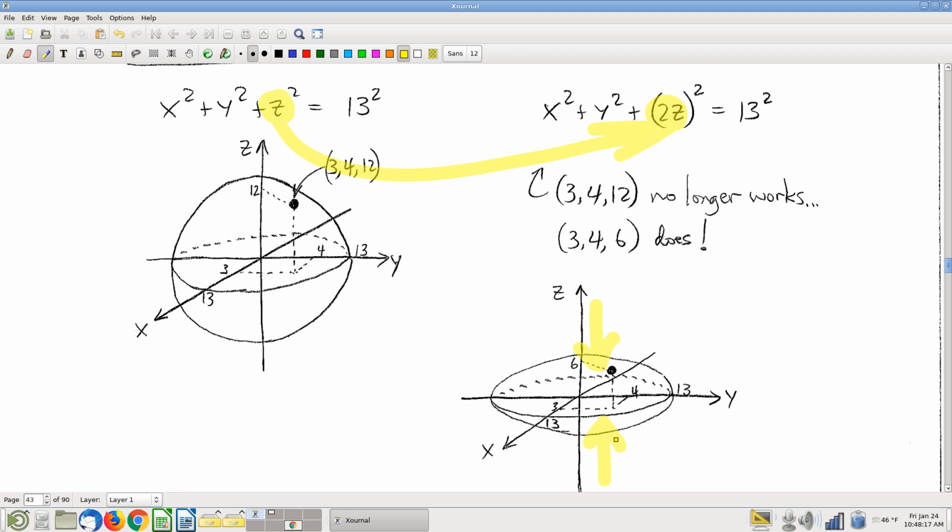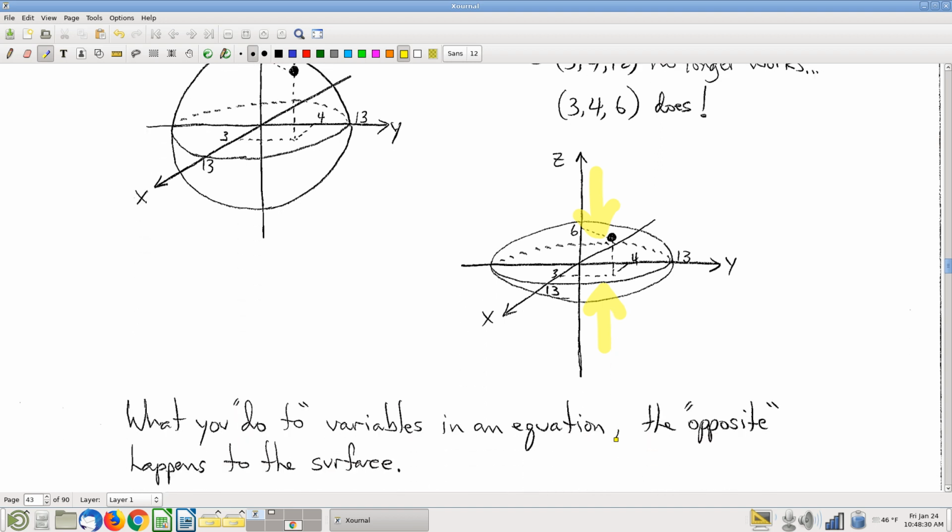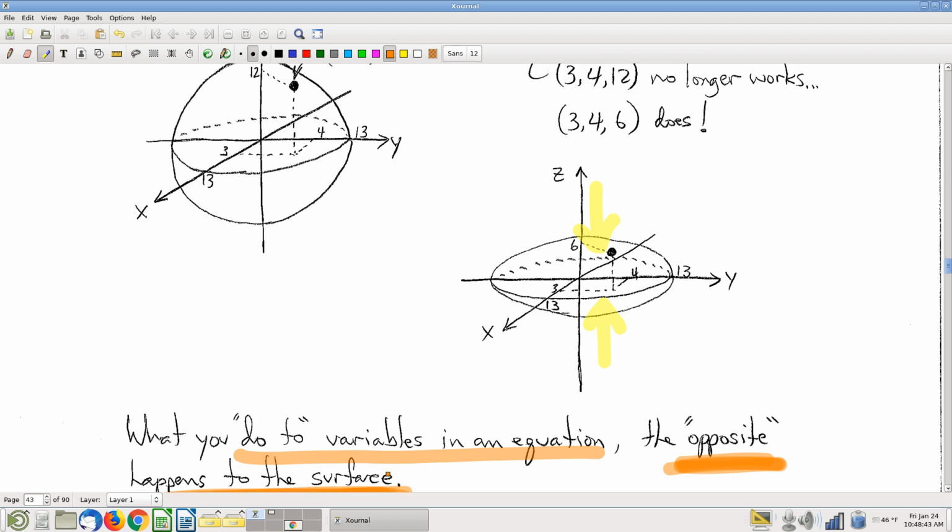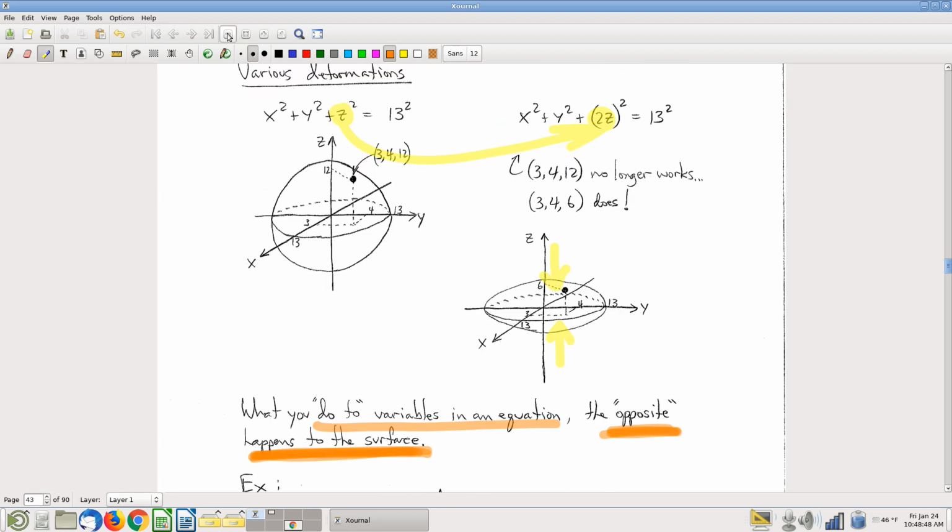Okay, so the broader point that I want to make here is not about this specific substitution and this specific geometric consequence. The broader point is, and I have it written down here, whatever you do to the variable in the equation, the opposite happens to the surface. You might say the points on the surface have to be prepared to undo what you did algebraically.